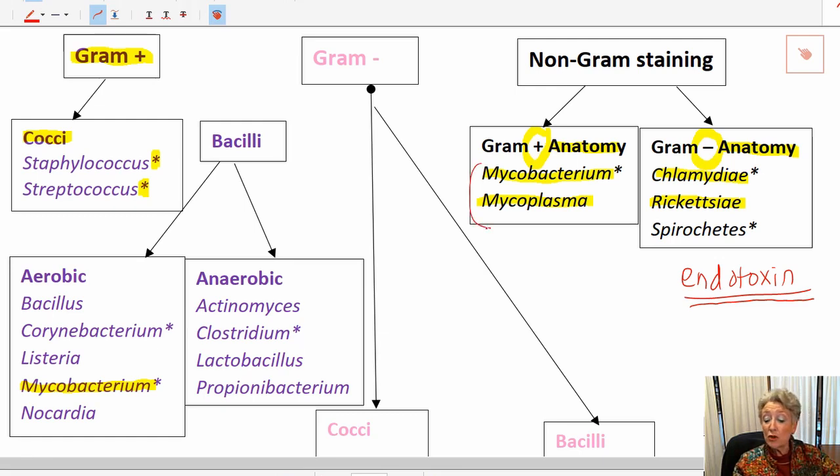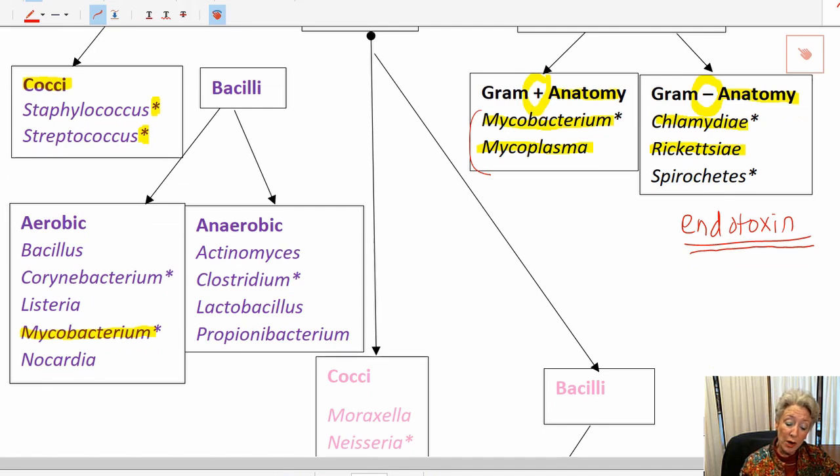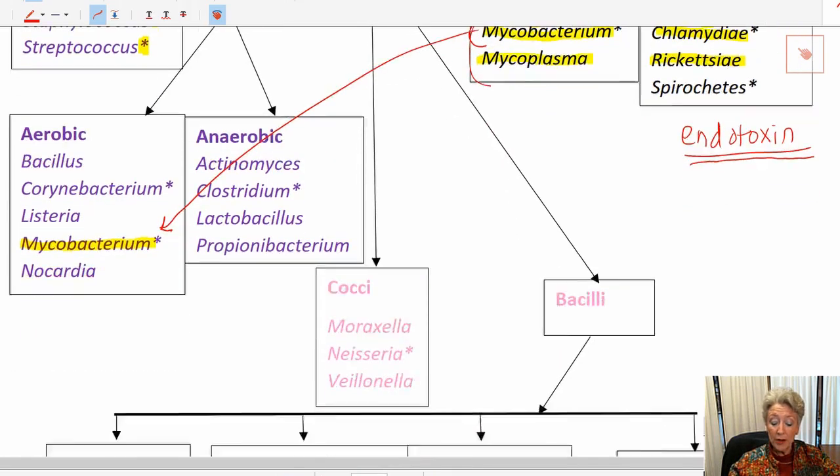Mycobacterium and Mycoplasma do not have an outer membrane. Therefore, they are much more closely allied anatomically to a gram-positive. And the reason why I will handle Mycobacterium over here along with the gram-positives is because it's an important organism. And again, I want you to hear about it before you lapse into your coma at the end of the chapter.